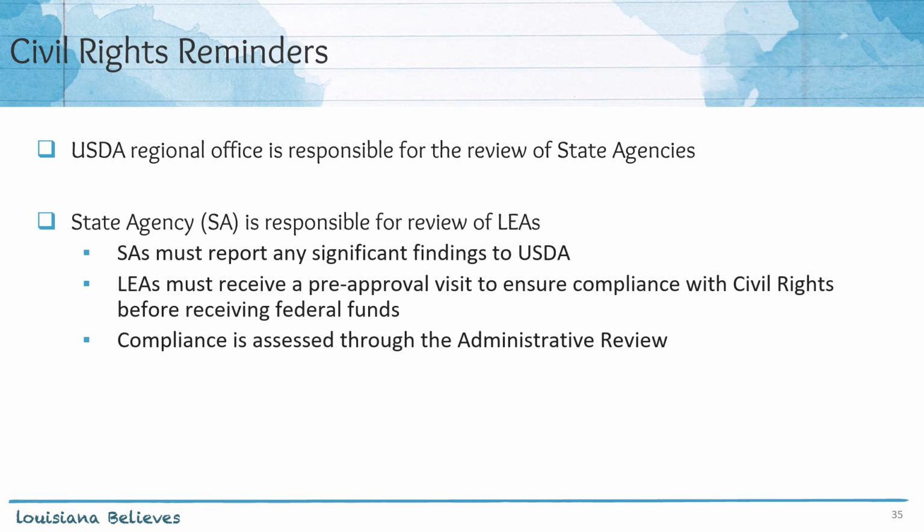USDA Regional Office is responsible for the review of the state agencies. 2. The state agencies are responsible for the review of the school food service authorities. 3. State agencies must report any significant findings to USDA. 4. SFAs must receive a pre-approval visit to ensure compliance with civil rights before receiving federal funds. 5. Compliance is assessed through the administrative review.